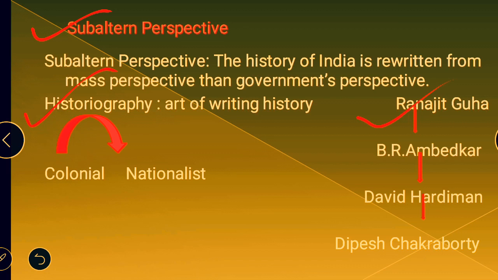This is how Ranajit Guha talks about the subaltern perspective, where especially the peasant sections are excluded from recognition, and everything has been taken by the nationalist elite leaders.